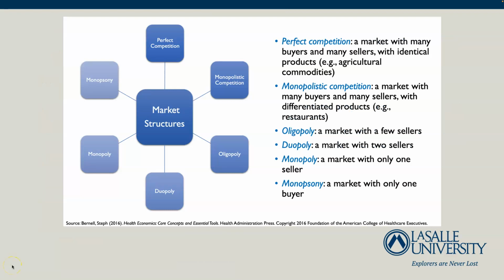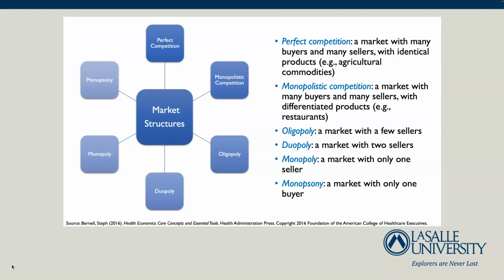Throughout this module, we'll be considering the full spectrum of market structures, from perfect competition out to monopoly and monopsony. In defining perfect competition, we have a market with many buyers and many sellers, each of which is small relative to the overall market, and there we have identical products being bought and sold, for instance, agricultural commodities.